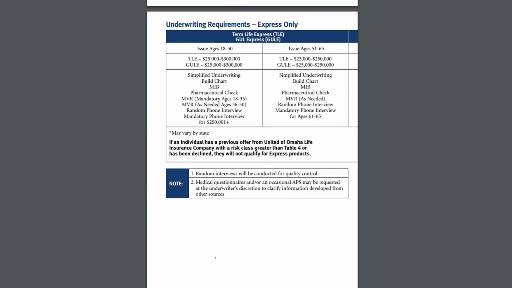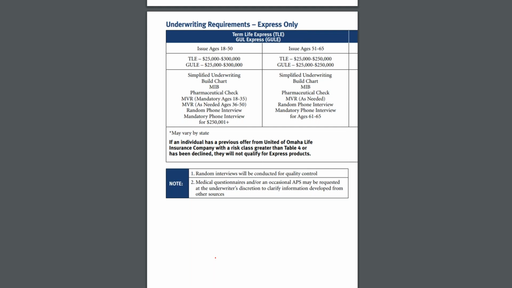Let's see, underwriting requirements. Okay, now one thing I just want to mention here, Jimmy, just so agents are clear, guys, this is not a substitute for final expense. Underwriting criteria is totally different. So this is for your healthier clients.